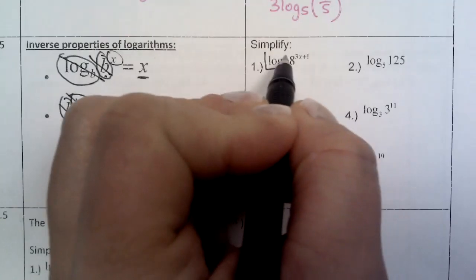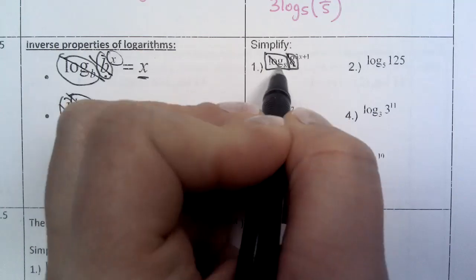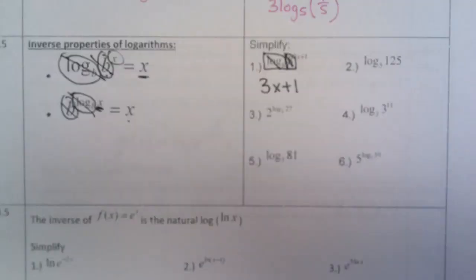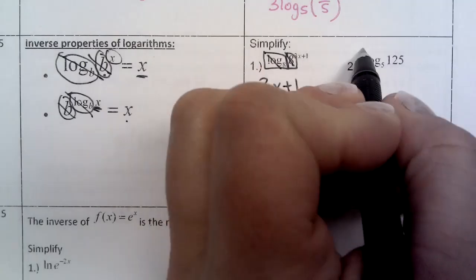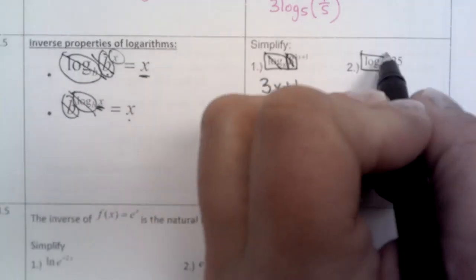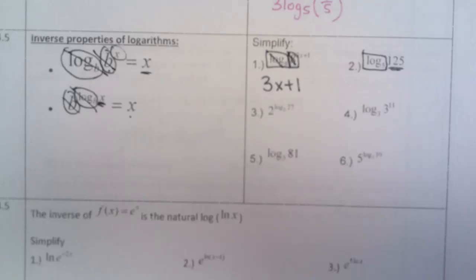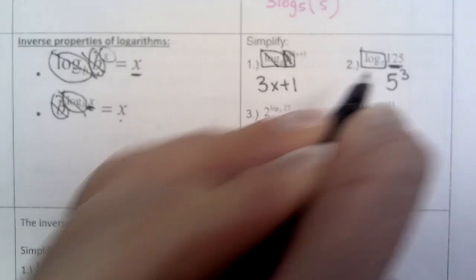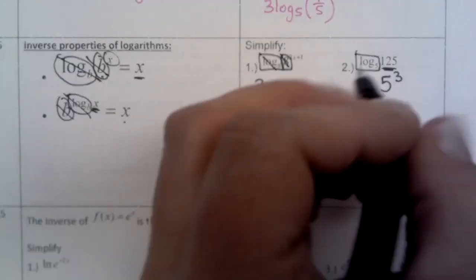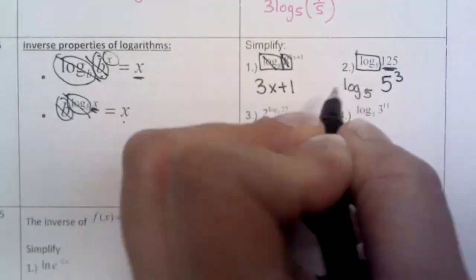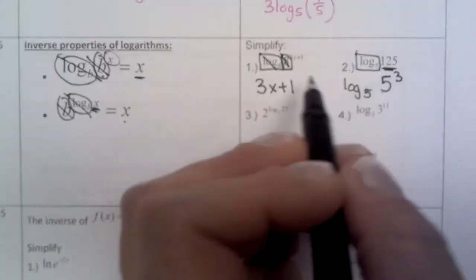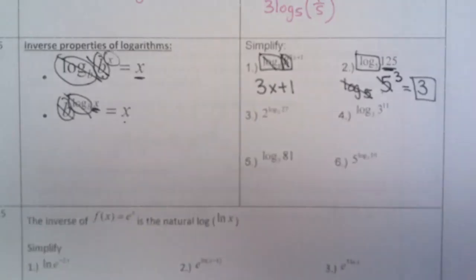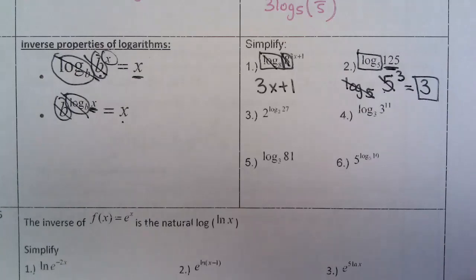So here is log base 8, and there's an 8 there. So those cancel, and then that means that we're left with just 3x plus 1. Okay, so let's simplify this next one. So here's log base 5. In order to simplify it, I need to get this to have a 5 in it. Well, I know that 5 to the third power is 125. So now I can rewrite this as log base 5 of 5 to the third power, and those will cancel. So my answer then will just be 3, when I simplify it.